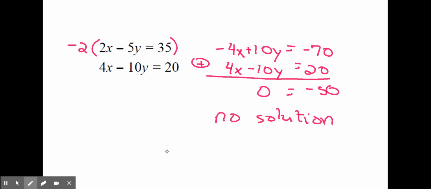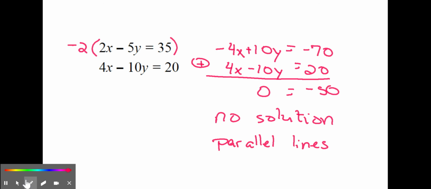That's a no solution situation, correct? And since there's no solution, what would happen if I graphed these lines? What would it look like? The lines would be parallel. Very good.